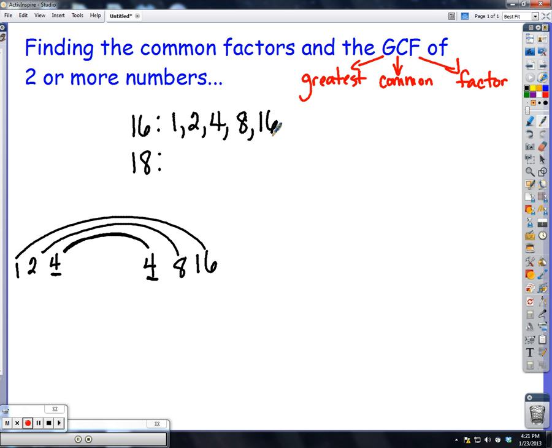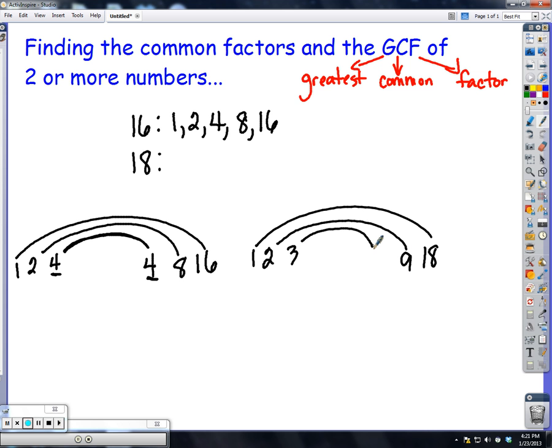Now, let's find all of the factors for the number 18. 1 times 18 is 18. 2 times 9 is 18. 3 times 6 is 18. 4 does not go into 18 evenly. 5 won't go into it evenly. And then 6 is where we repeat factors. So that's how I know I'm finished. All of the factors of 18 are 1, 2, 3, 6, 9, and 18.